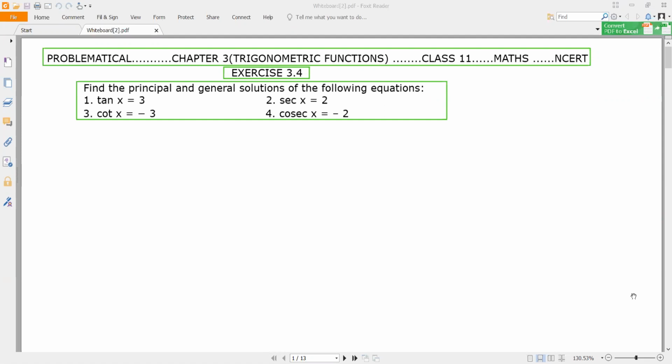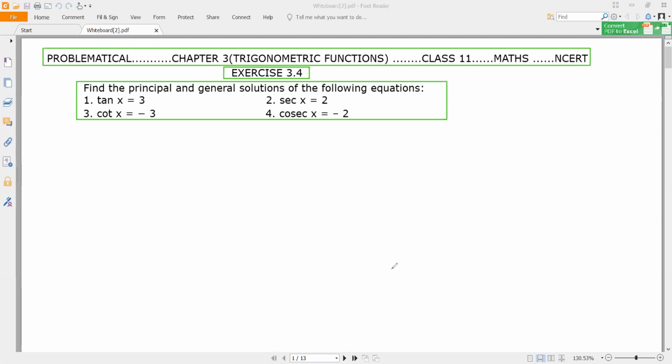Today we'll discuss exercise 3.4 from chapter 3 Trigonometric Functions of class 11th Maths NCERT in this video. So the first question is: find the principal and general solutions for the first four equations over here. Now, principal solution and general solution.